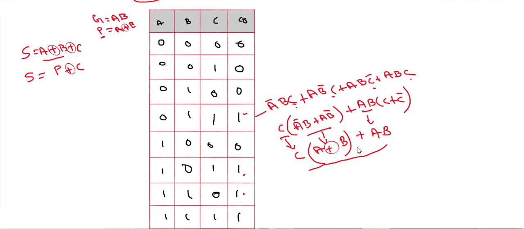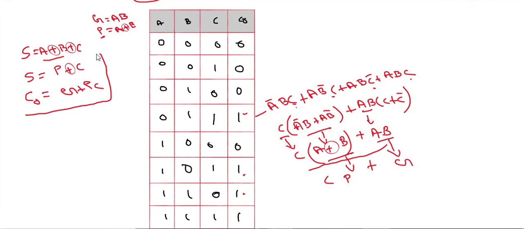Now take this equation with respect to generate and propagate. We know that A into B is generate and A XOR B is propagate, plus the carry as it is. So we can finally say carry out is nothing but generate plus propagate into carry in. These two equations are basic for any carry look ahead adder.